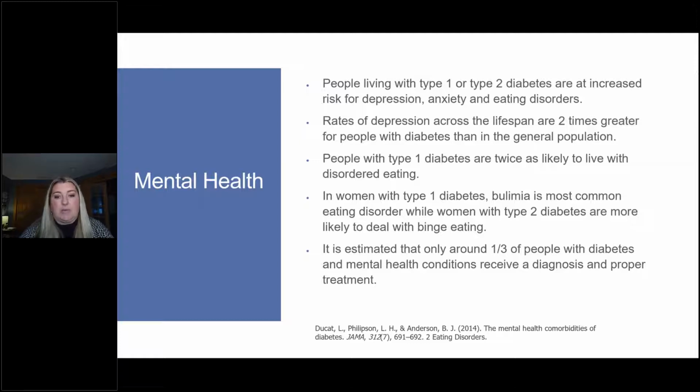So it's estimated that only around 1/3 of people with diabetes and mental health conditions get the help that they actually need and that they deserve. And so again, that 1/3 number, that's not a good number, right? And I think we know as a country too, we have to do a lot better at treating mental illness, viewing it like we do with physical illness.